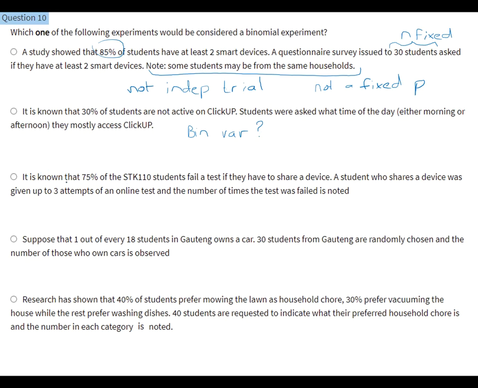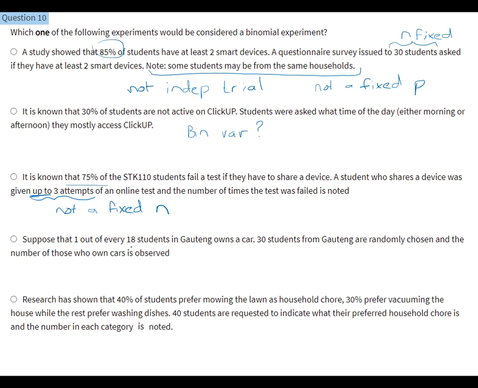Then the next one, it's known that 75% of the SDK students fail a test if they have to share a device. A student who shares a device was given up to 3 attempts. So notice immediately, up to. It's not a fixed number of attempts, and we are counting the number of times they failed the test. So maybe they'll do it once, maybe they'll do it 3 times, maybe they'll do it twice, maybe they'll just skip the test altogether. So in this case, we don't have a fixed N. We don't have a fixed number of trials. Okay, so let's look at the next one.